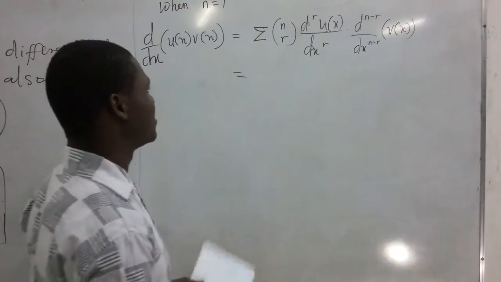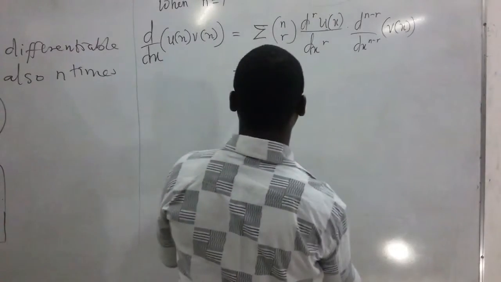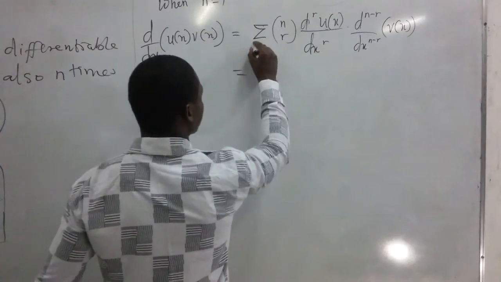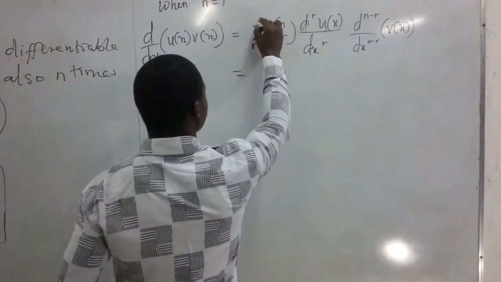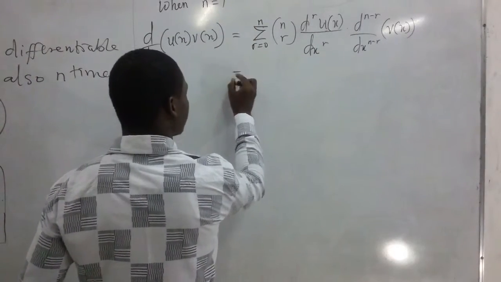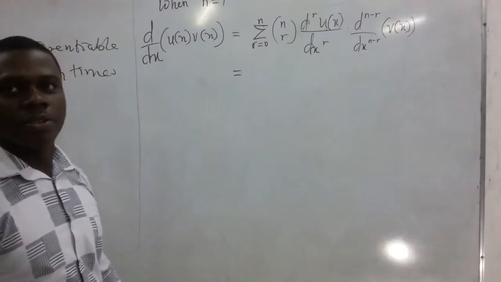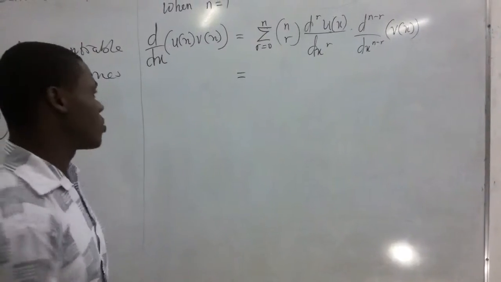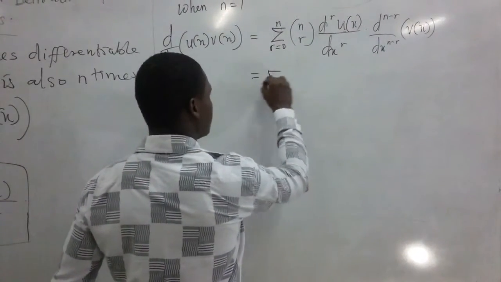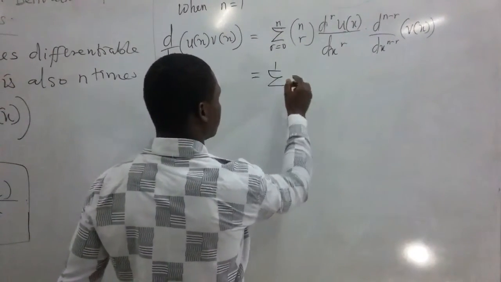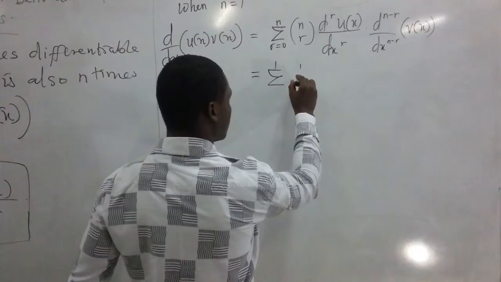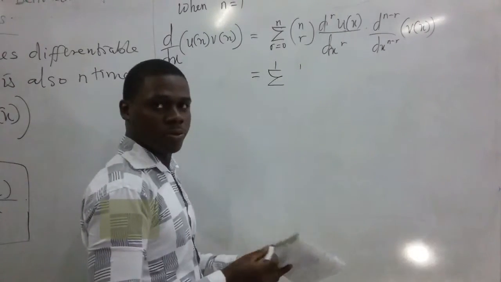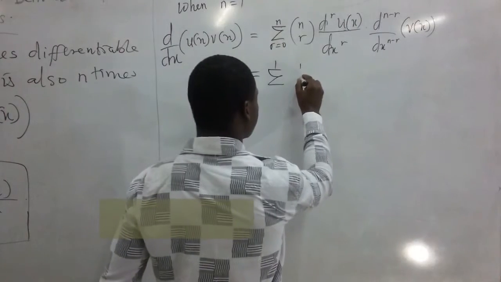Alright, so we have all these things here and there. We realize that r begins from 0 to n. But this time around, our n is 1. We are looking at the case where n is 1, so we're going to have the summation for 1. So you see, r begins from 0.